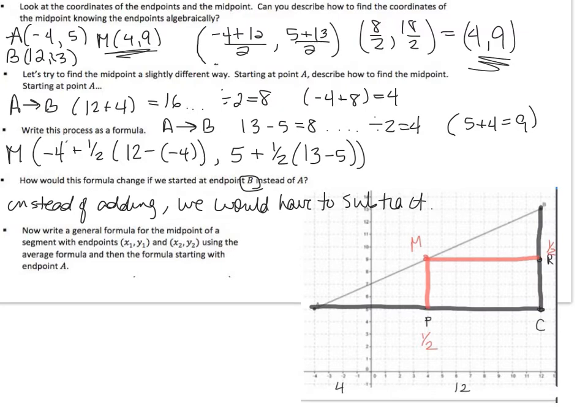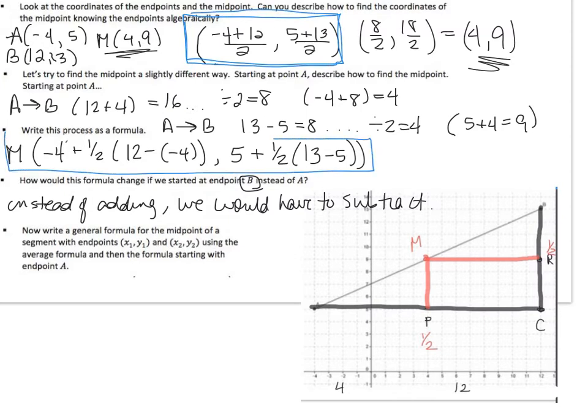Okay, now write a general formula for the midpoint of a segment with endpoints x1, y1 and x2, y2 using the average formula and then the formula starting with endpoint A. So we are using this formula, and then we're using this formula. Okay, so I'm writing it two ways. So way one is going to be add the x's and divide by 2 and add the y's and divide by 2.